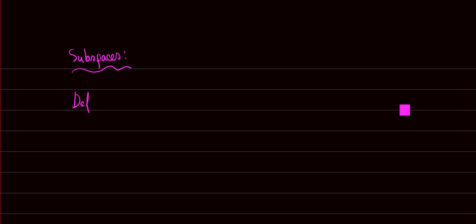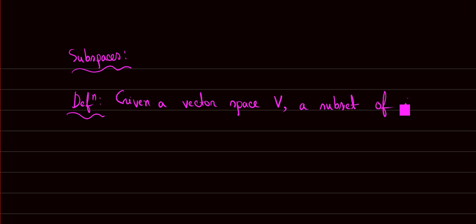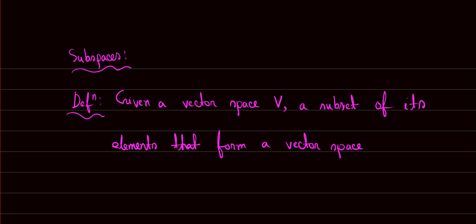So I will first give the definition. The definition of subspaces is: given a vector space V, a subset of its elements that form a vector space is called a subspace.